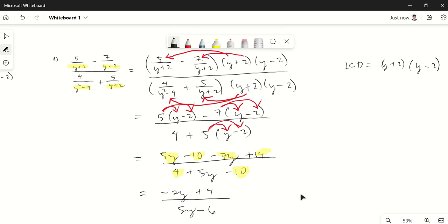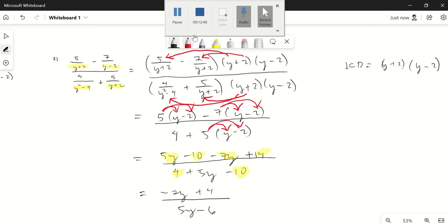Then double check if you can still do factoring and cancel out the common factor in the numerator and denominator. But by checking the numerator and denominator, you cannot factor them further. So that means this is our final answer. This is the simplest form of our complex fraction. So the answer is negative 2y plus 4 all over 5y minus 6.